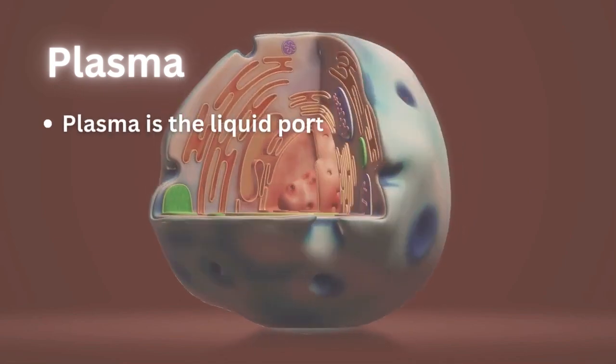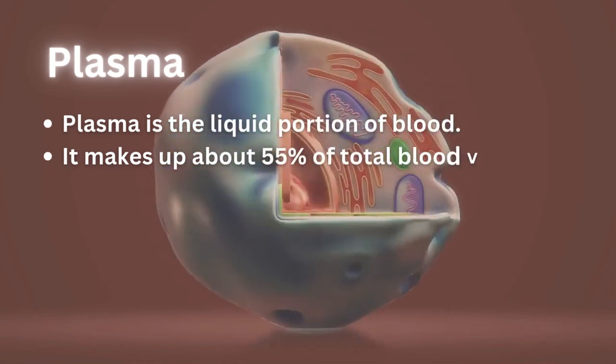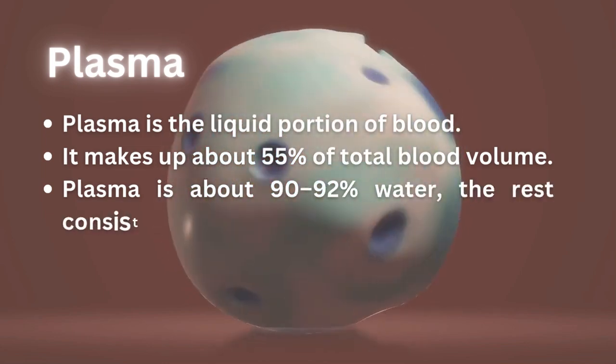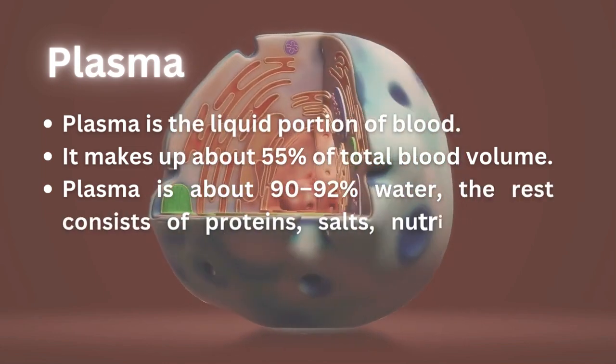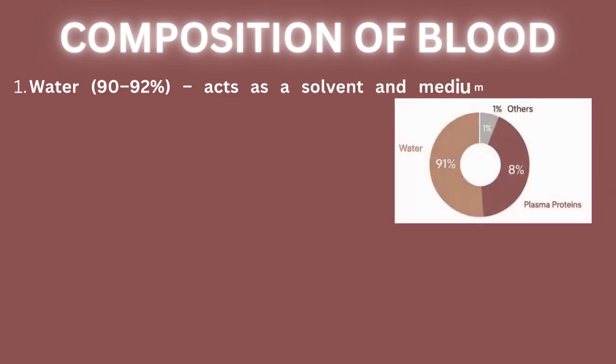Plasma is the liquid portion of blood. It makes up about 55% of total blood volume. Plasma is about 90 to 92% water. The rest consists of proteins, salts, nutrients, and waste products. Water, 90 to 92%, acts as a solvent and medium of transport.